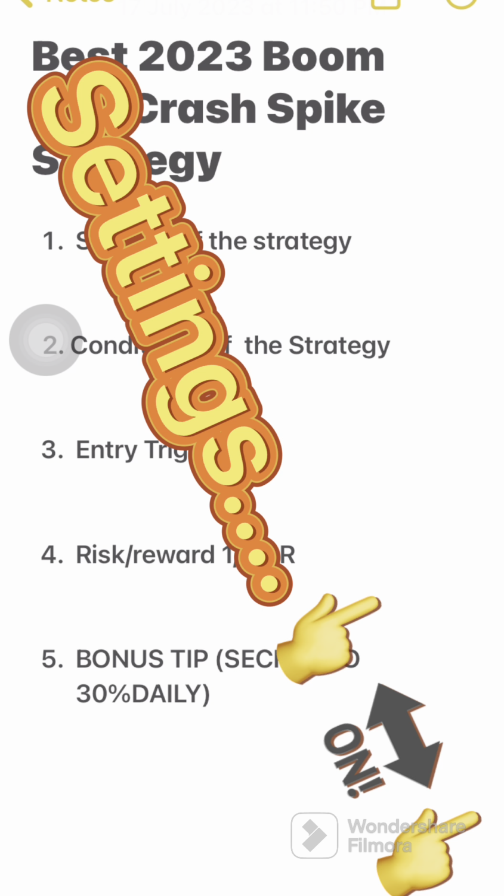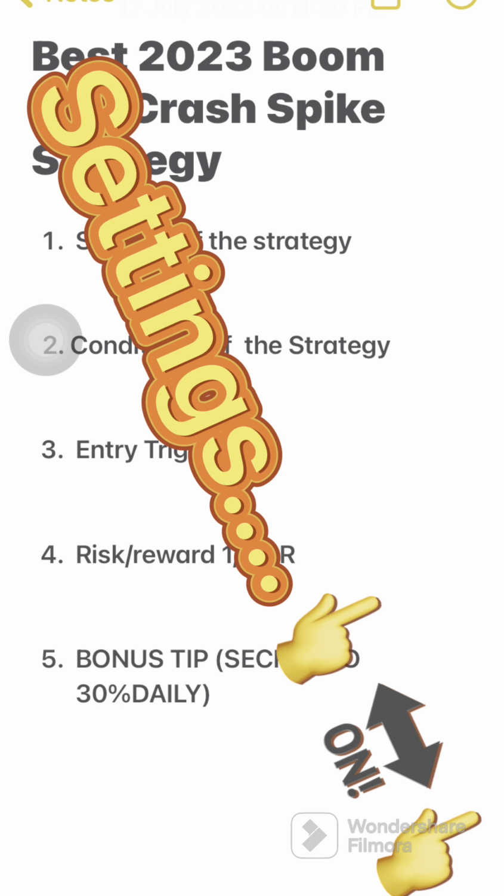So let's quickly give you the settings. On the main chart, we don't have too many indicators. We have 2 moving averages: the 21 moving average and the 200 moving average. And in the window indicator, we have the Commodity Channel Index of 200 and a moving average of 5.